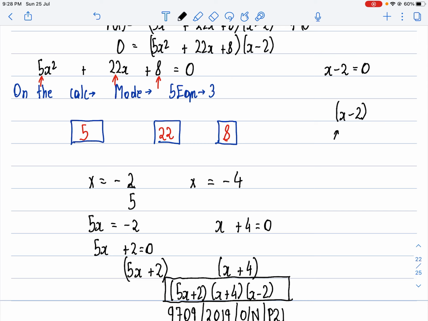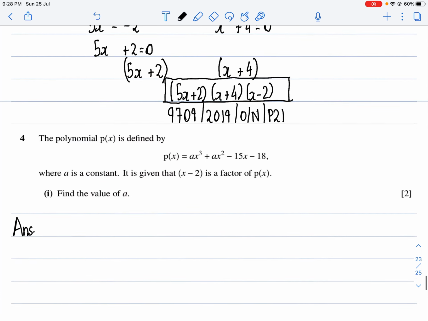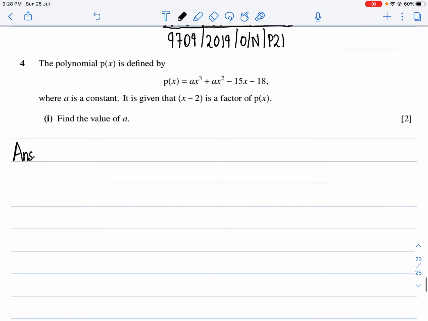But they can trick you in some places, which we'll do in the next past paper example here. So listen to that also very carefully. This past paper example is from 2019, October-November, paper 21, question 4. The polynomial p of x is defined by p of x equal to ax cube plus ax square minus 15x minus 18, where a is a constant.